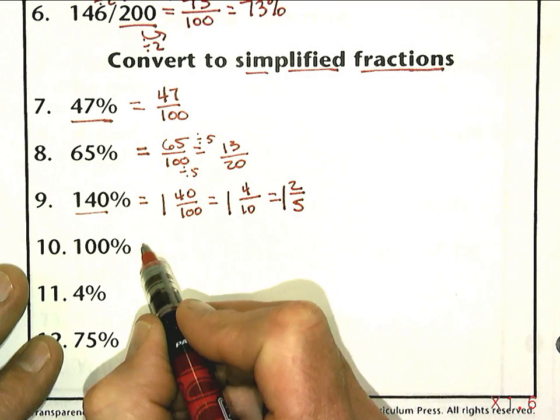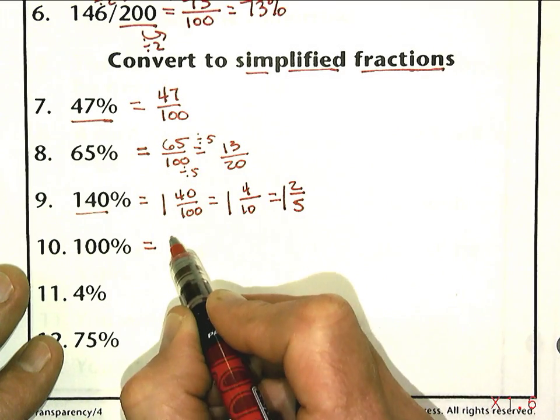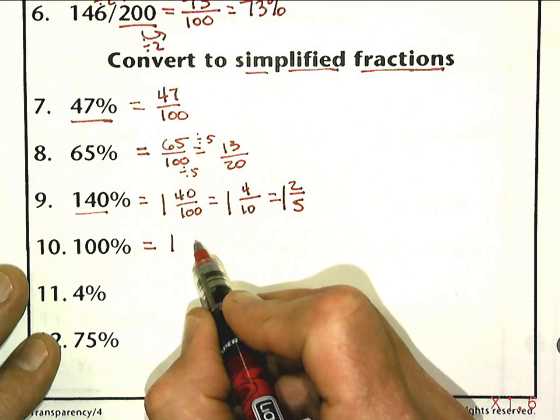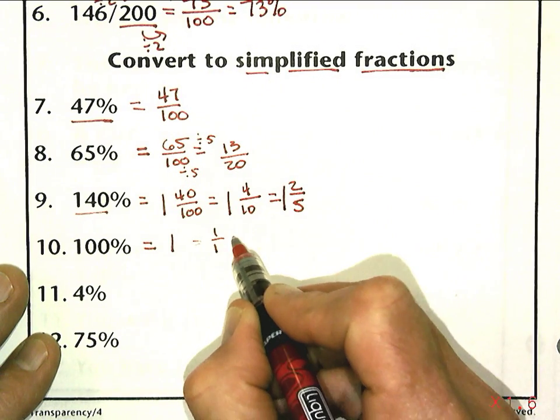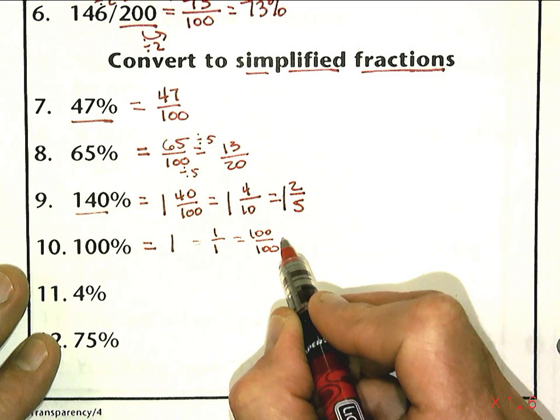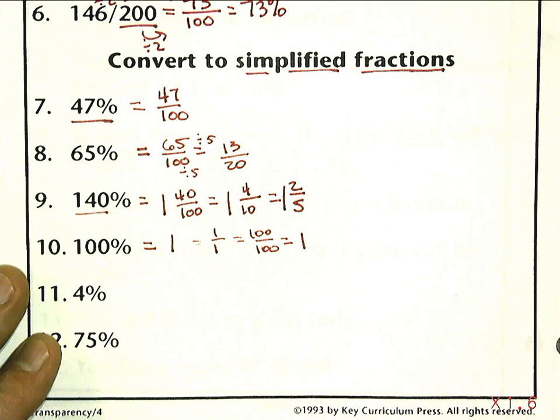Now the next one's really easy because what's 100%? Well, it's the whole thing. So I'm done. There's no reason to do a reduced fraction. I could have written 1 over 1. I could have written 100 over 100. But the simplest way to write this is just simply as a 1. It's the whole thing.